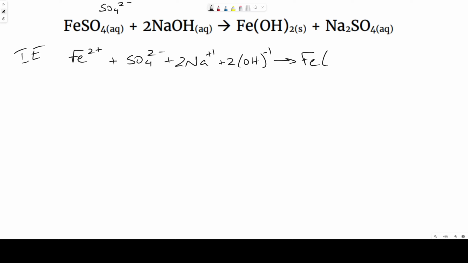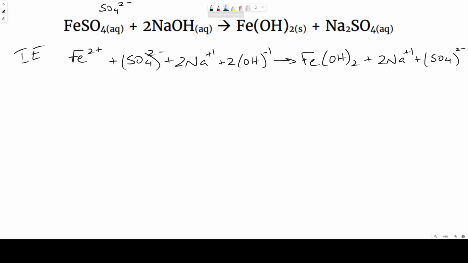So it becomes Fe(OH)2 solid as it is, plus, and then Na2SO4 will become just 2Na plus 1, plus SO4 2 minus. Put this one in the brackets as well. So now we have that, and that is simply our ionic equation, and that's it.